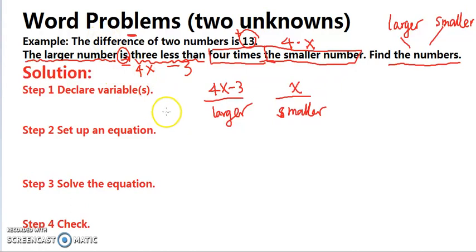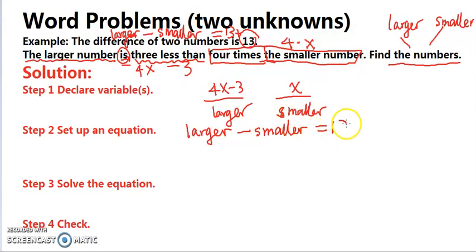So in order to set up the equation, we use the first sentence that tells us the larger number minus the smaller number is 13. And all we have to do is to replace the larger and the smaller, these two words, with their expressions, the variables. So let me copy down that sentence here so you can see how you set up the equation. From the first sentence, we know the larger number minus the smaller number is equal to 13.